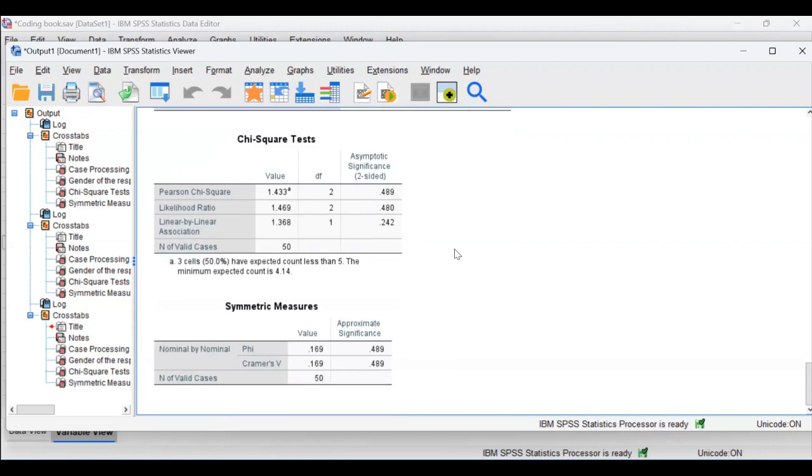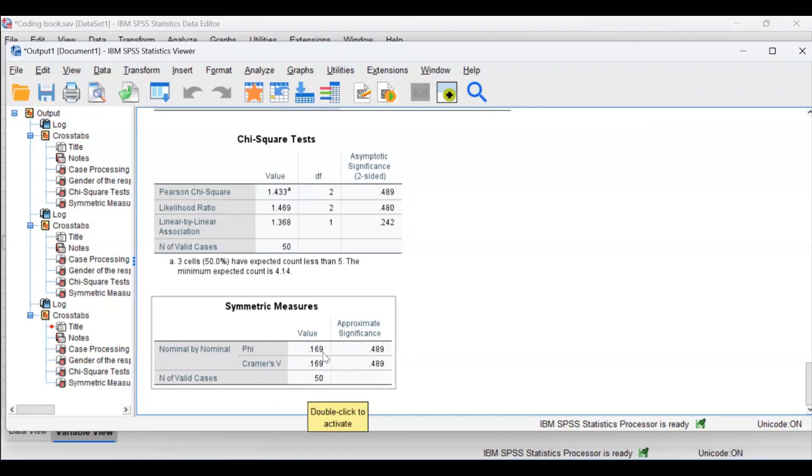Second one. Is it clear to you right now? Point is clear. Yes, sir. Now, the second one is the value. I was referring to phi and Cramer's V. If you're having a 2 by 2 table, we refer to the phi value. If you're having a 2 by 3 or 3 by 2, we refer to Cramer's V value. Both values are the same. There is no much difference. Now, the only thing is how to read this particular data.